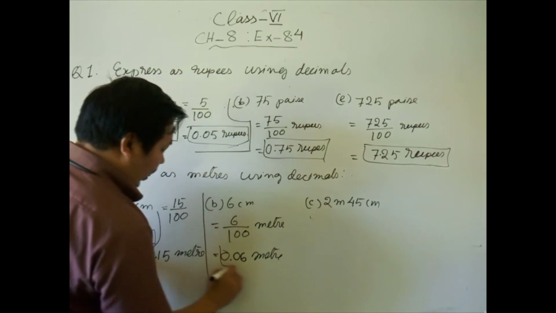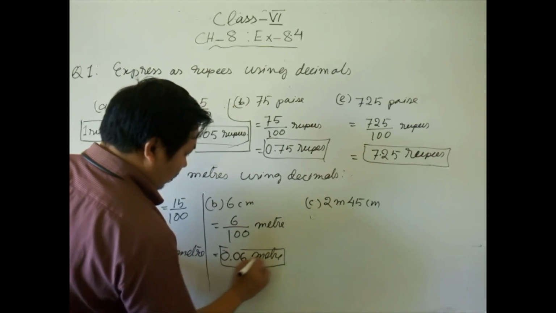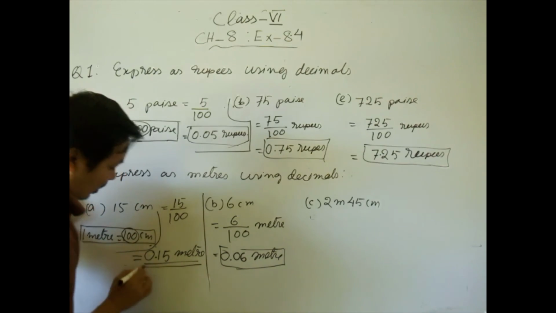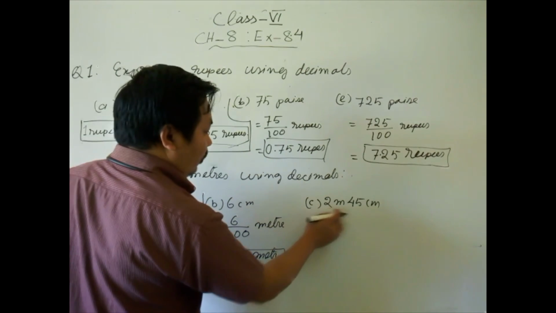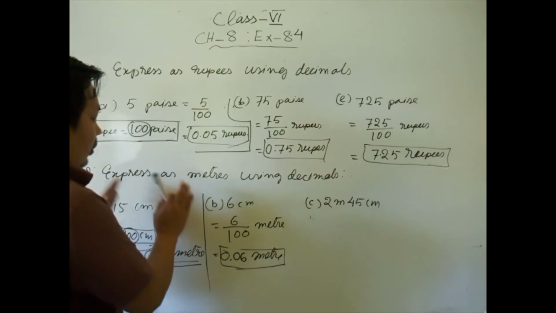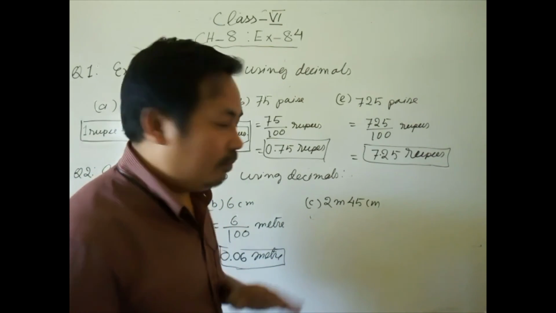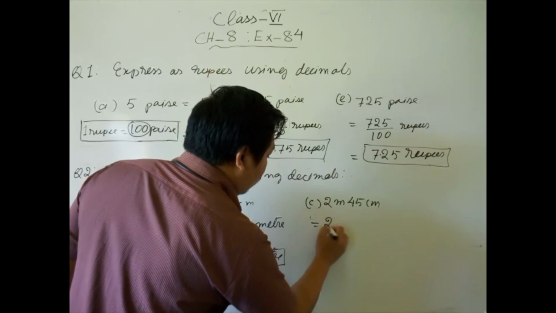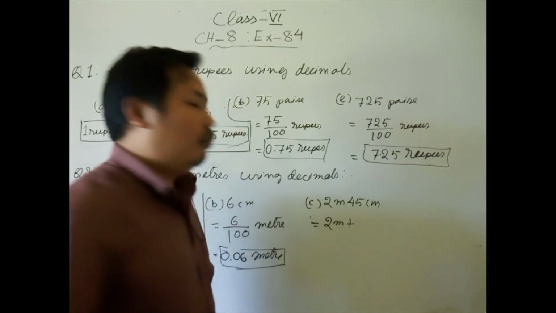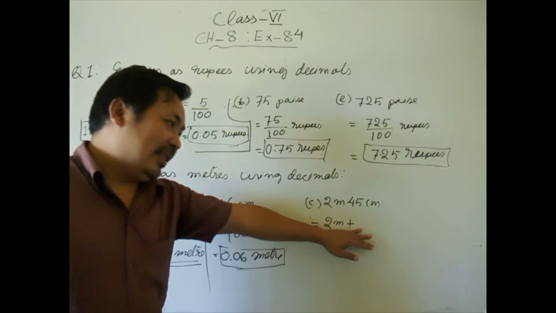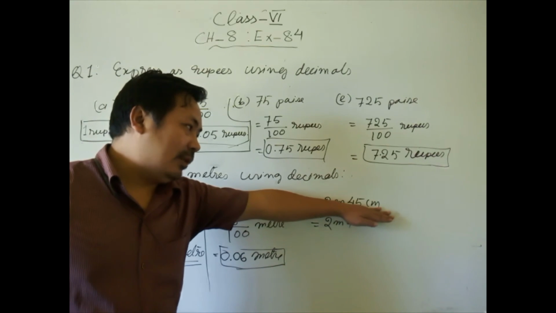So now we got this answer here. Now next we have 2 meter 45 centimeter. The question is asking us to convert the given into meter. So the meter part stays as it is, 2 meter, but you have to put a sign here, plus. Then now the 45, the centimeter part, we have to convert.